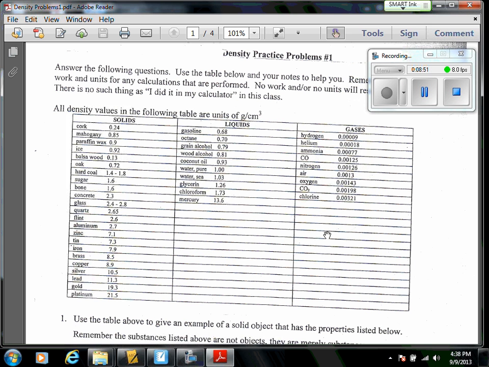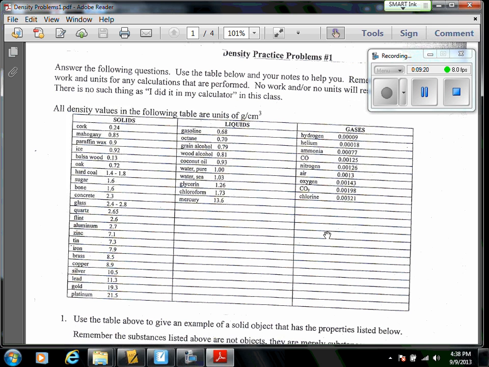Part B, name 2 liquids that are more dense than water. Well, mercury is a very heavy, dense liquid. And C, name 2 gases that are more dense than carbon dioxide. Well, CO2 is 0.00198, so more dense than that. The only one on here would be chlorine.